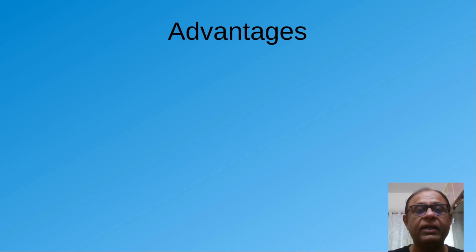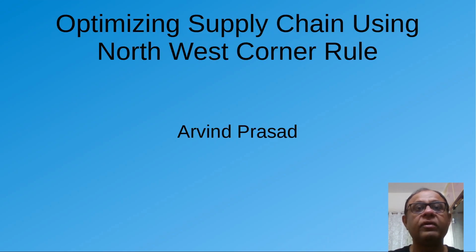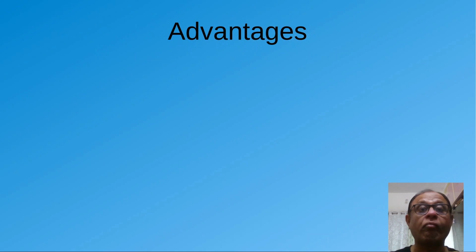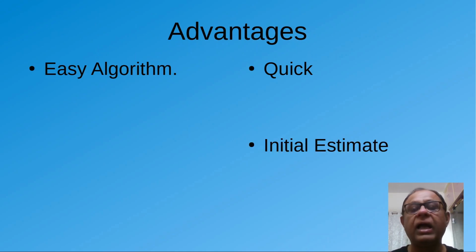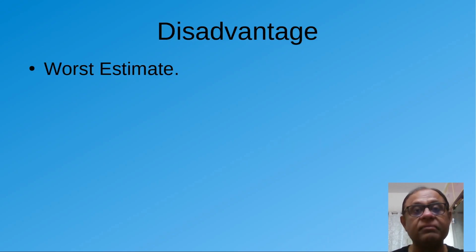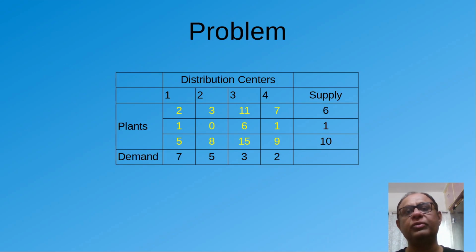Now what are the advantages of the northwest corner rule when it comes to optimizing a supply chain? The advantage is it's an easy algorithm, it's quick, and it gives you an initial estimate. Now let's see what's bad about it. It gives you the worst estimate. So let's learn how to use it.